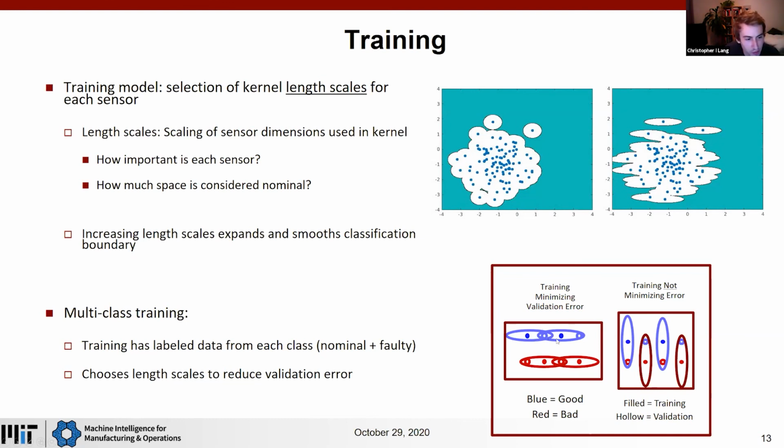So the intelligent way would be to choose these oval-shaped horizontal length scales such that you correctly classify the red and the blue hollow ones. And then an example of this not minimizing the validation error would be if you choose these vertical ones instead. Then all the hollow points are misclassified.